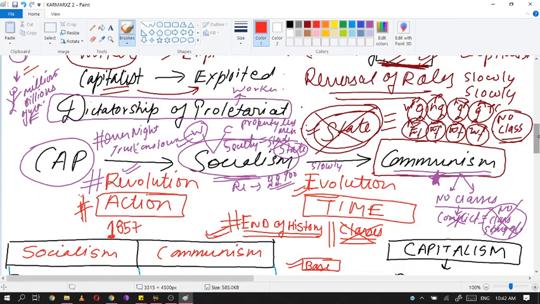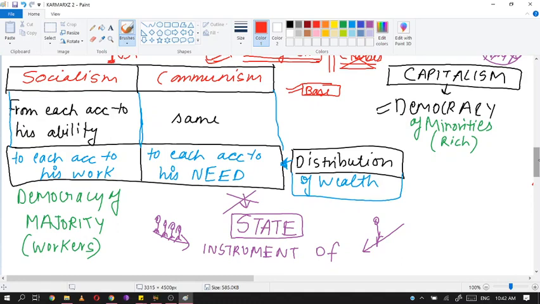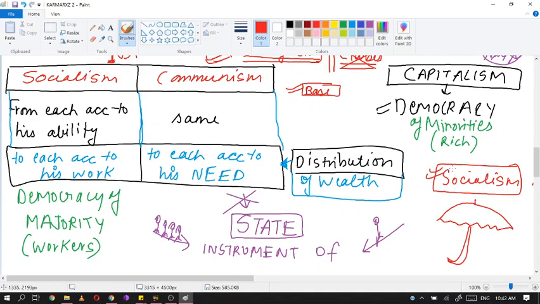If that is clear, let's try to understand a few points which may be confusing. When I am talking about socialism, understand that socialism is an umbrella concept. India is also a socialist country. But when I am referring to socialism here, I am talking about Marx's socialism. There are many ways to understand the differences, but this is the easiest and most direct method. If you understand this, I don't see you facing any problem anywhere. You just try to understand the formula of distribution of wealth.